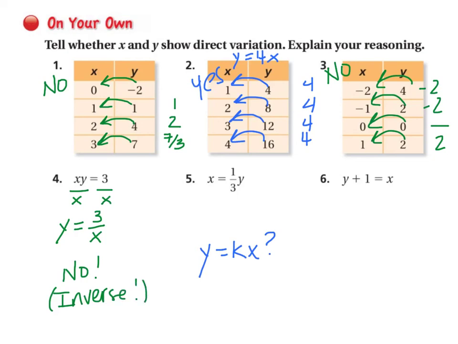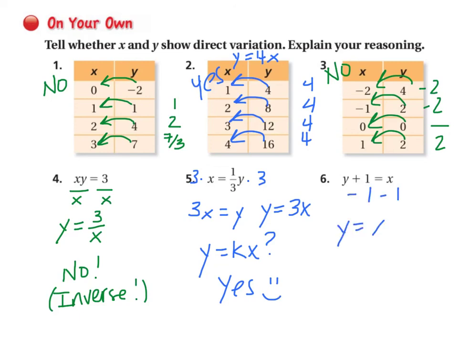All right, next one. Can we write this as y equals k times x? We sure can, because if we multiply both sides by 3, we get 3x equals y, or y equals 3x. And that is indeed a direct variation. So that one is, yes, definitely. And what about this one? Again, we can solve for y, and we get y equals x minus 1, but that is not a direct variation, because it is not k times x, it's x minus 1. It's a basic linear relationship, but it is not a direct variation.